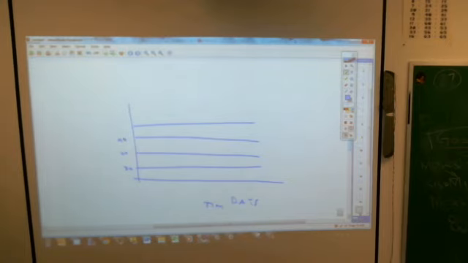It says make a line graph. If you need a little help, come talk to me.